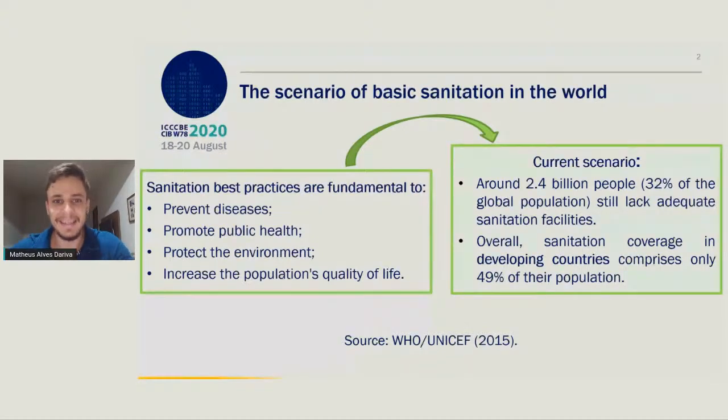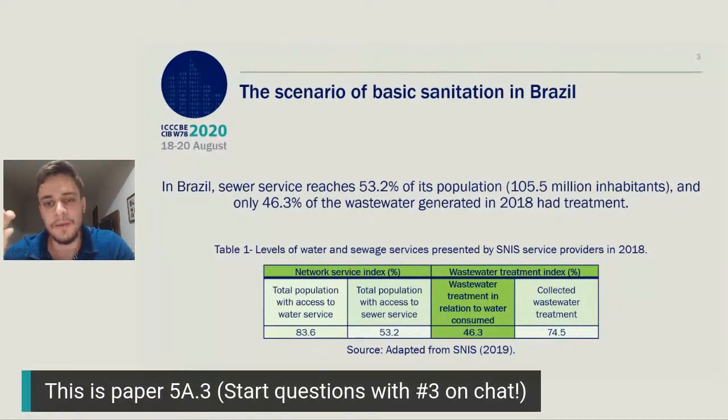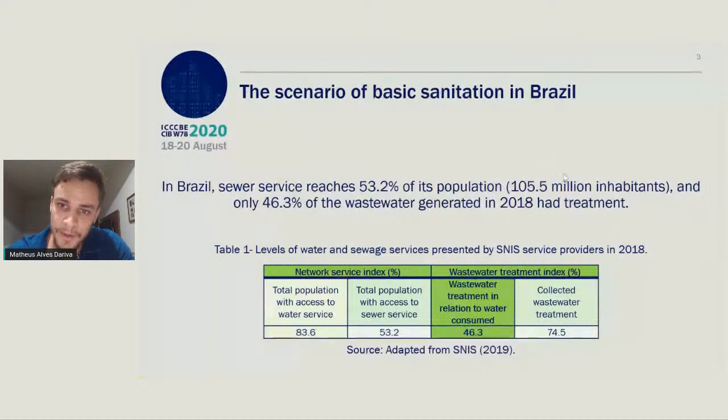So let's go. It's known that sanitation best practices are fundamental to promote public health, protect the environment, and more. However, according to World Health Organization data, today around 2.0 billion people still lack adequate sanitation facilities. Overall, in developing countries, only 49% of the population have sewer service. That is also a reality in Brazil, where sewer service reaches 53.2% of its population and only 46.3% of wastewater generated in 2018 had treatment, according to the National Sanitation Information System.